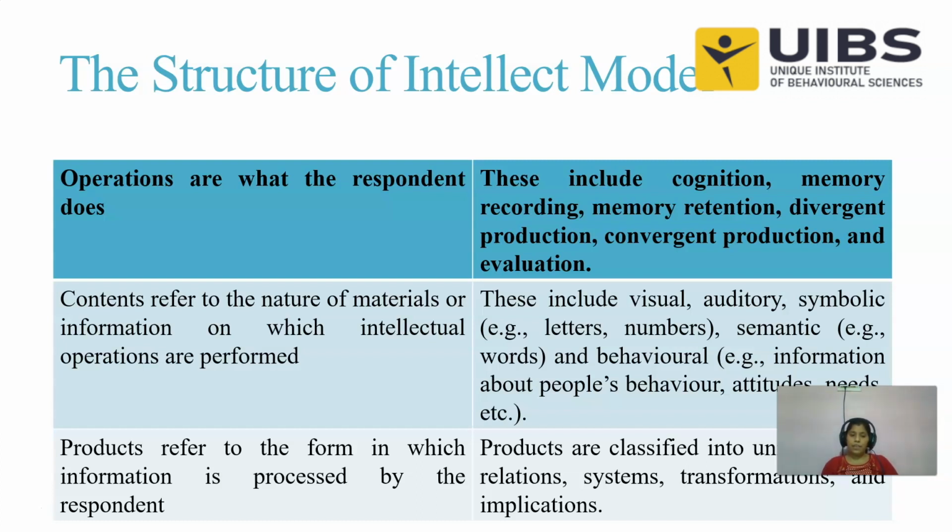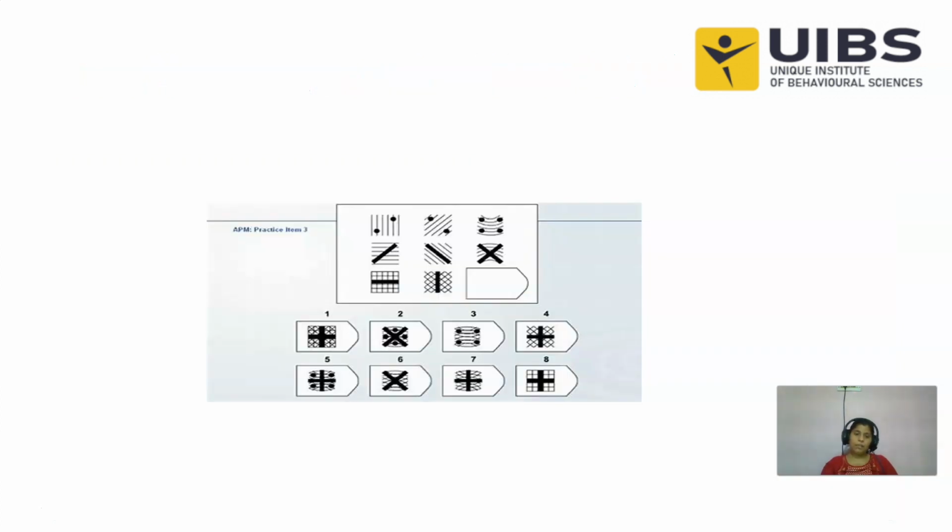Okay. The third factor is product. Product means the form in which the information is processed. Product can be unit, class, relation, system, transformation, or implication. So let me explain this with an example. It is a problem. Here we have to find the solution for this one out of these 8 options.